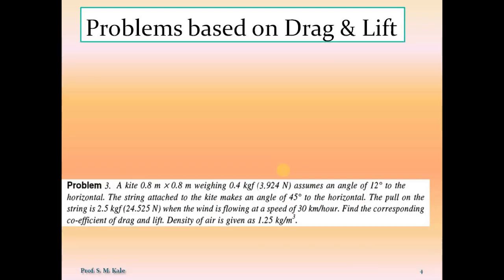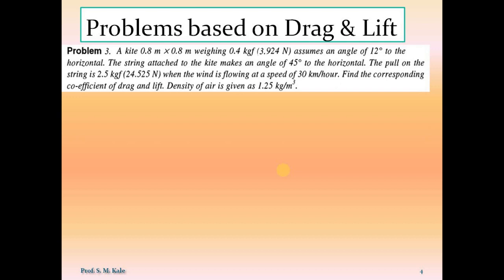Now we will switch to the last problem. This is also one of the real life applications. There is one kite which has an area of 0.8 meter into 0.8 meter, whose weight is 0.4 kg force, that is nothing but 3.924 Newton. That kite assumes an angle of 12 degree with the horizontal. That means the kite is making an angle of 12 degree to the horizontal. So the angle made by the kite with the horizontal is nothing but equal to 12 degree.